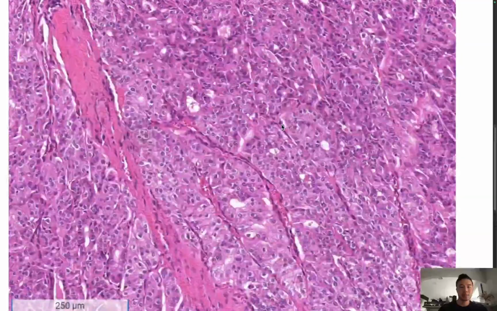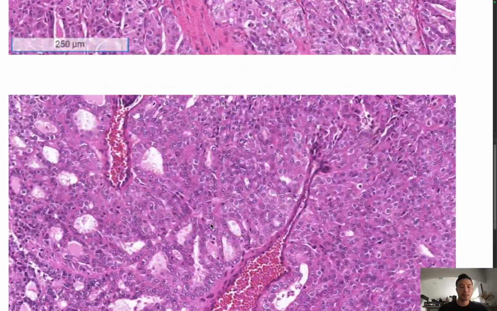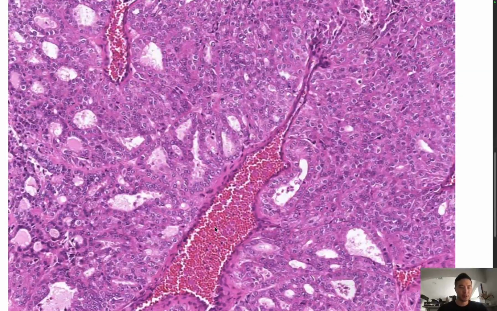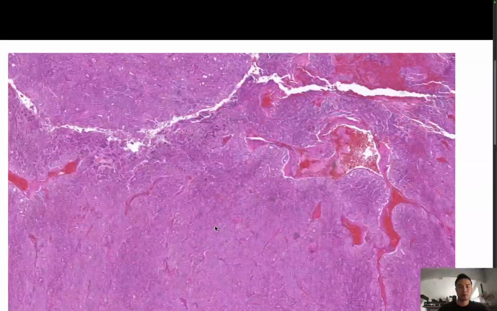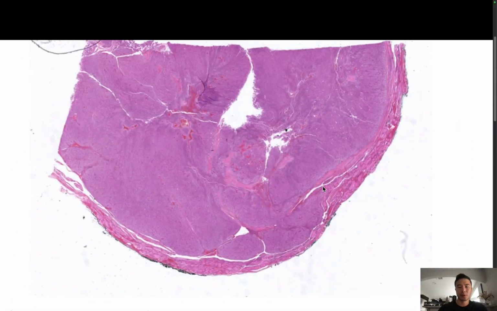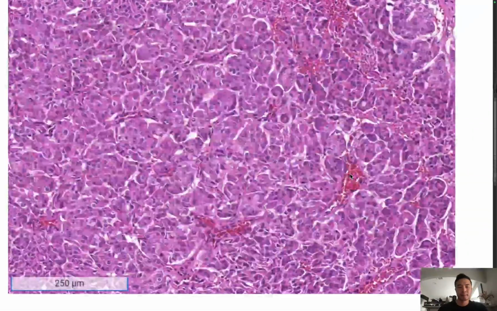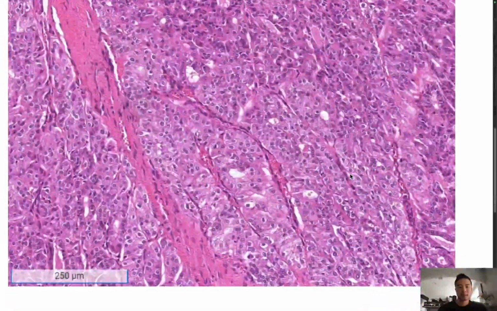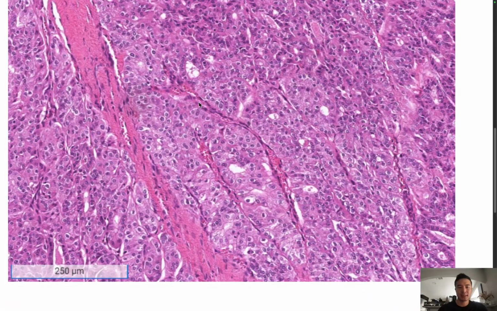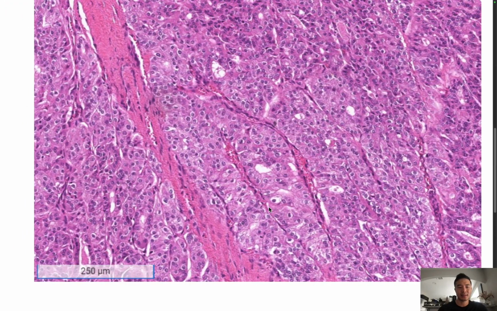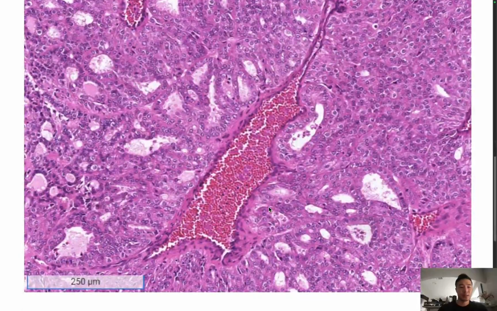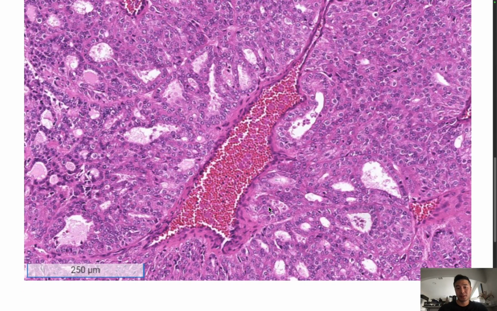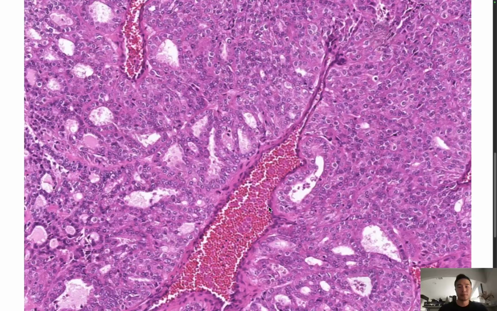Here we see some architecture that reminds you of follicular carcinoma as well, and overall just this pushing border. But it definitely has these kinds of vessels. So I think this is a difficult diagnosis, and one that is made even more difficult because this is a new diagnosis in the WHO 5th edition.